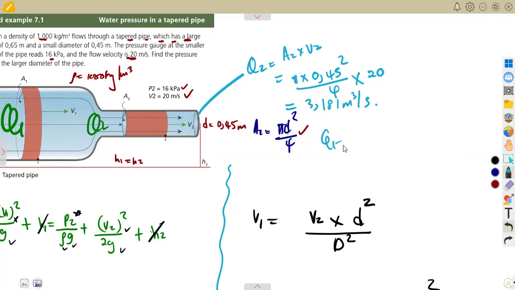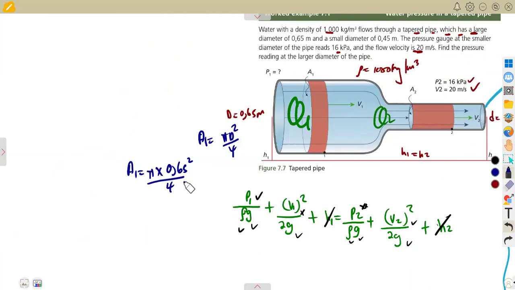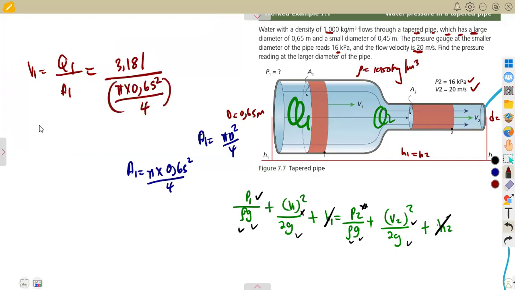3,181 cubic meters per second. But remember, I said Q1 is also equal to Q2, so it is also equal to 3,181 cubic meters per second. So if we have Q1, that means we can calculate V1 because we've got area 1 here. So our V1 is Q1 over area 1. That's our Q1, which is the one that we calculated, 3,181. So you're going to divide by area 1, which is pi times 0.65 squared, everything over 4. All right, so this was going to give us V1, which is the velocity at the inlet. And that was going to give us 9,586 meters per second, which is the same as the one that we got here.